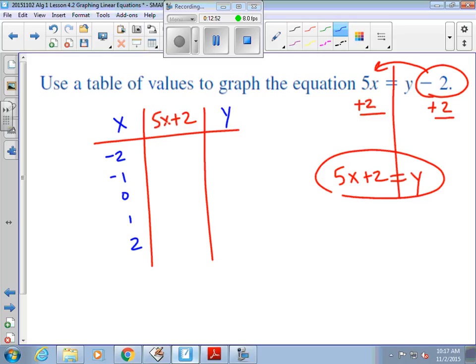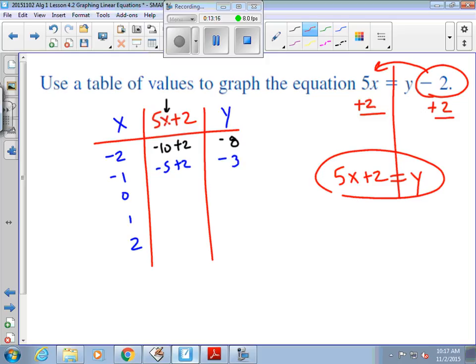Okay, so let's go through these real quick. The first one, when we plug in negative 2 in place of x, 5 times negative 2 is negative 10. So we got negative 10 plus 2 is negative 8. That's what you should have for your first one. Negative 1 times 5 is going to be negative 5 plus 2. When you put those two together, you get negative 3.